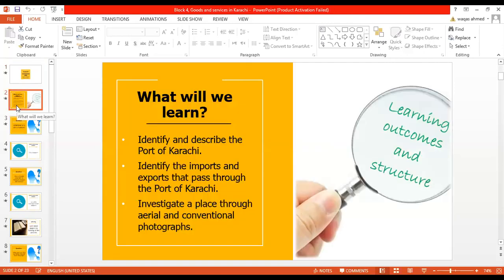port of Karachi. Okay, when we finish this topic, we'll learn about the port of Karachi and what is the port, and identify the imports and exports that pass through the port of Karachi. Okay, we'll know about the meaning of imports and exports in this lesson, inshallah. And also we'll be investigating a place through aerial and conventional photographs. So there are some photographs in this lesson. We'll look at those photographs and we'll be discussing them in detail, inshallah.